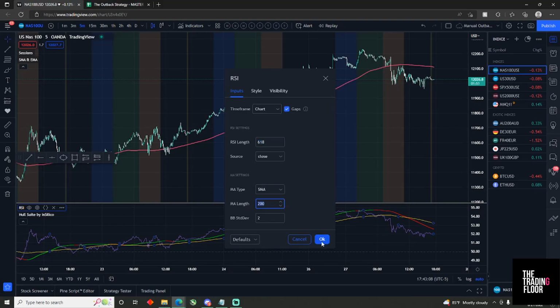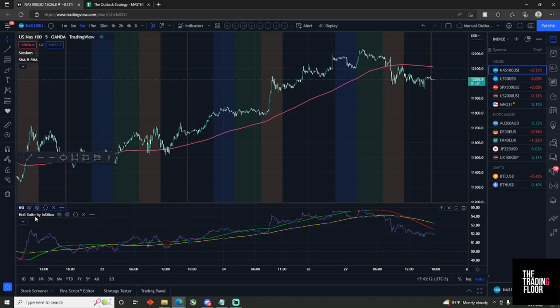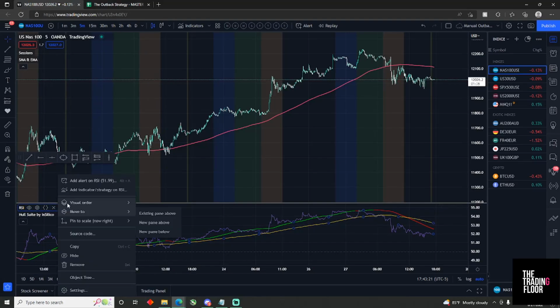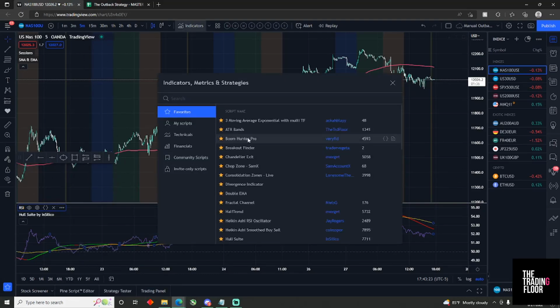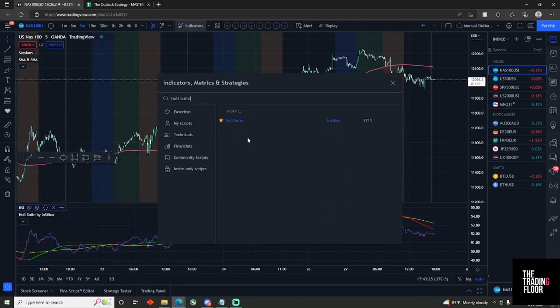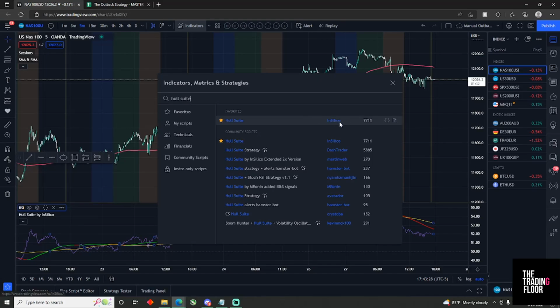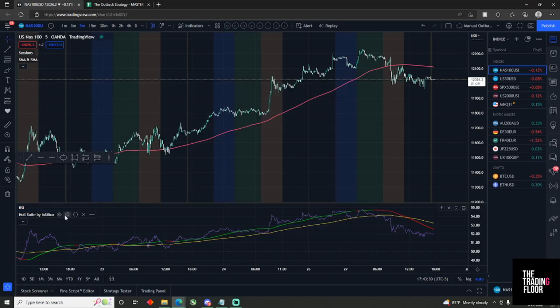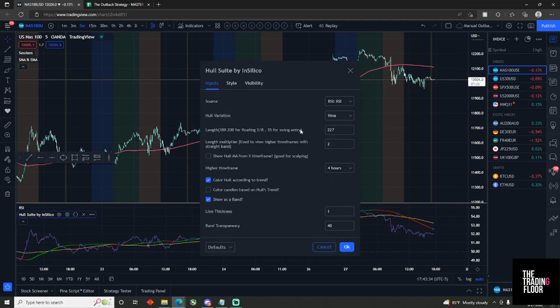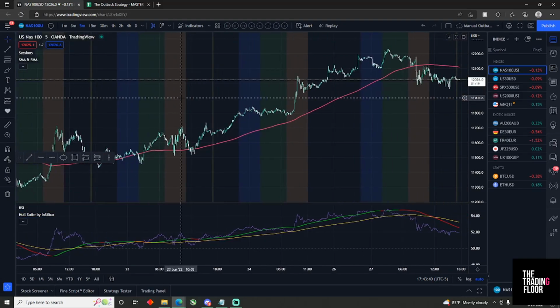And then from there, as you can see down here, we have a whole suite by Insilico, and our whole suite is inside of our RSI. In order to do that, you hover over your RSI, click the 3 dots, and add an indicator strategy on the RSI. You type whole suite by Insilico, and you simply add it in, and it'll add it on the chart. After you do that, you click the settings, and change your length to 227 and your length multiplier to 2. And then the last setting that we have is sessions.